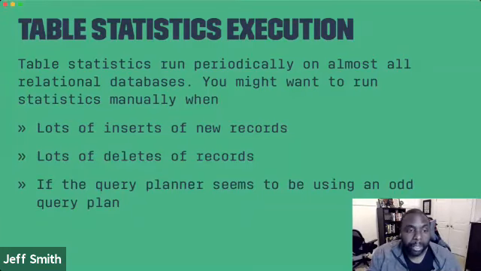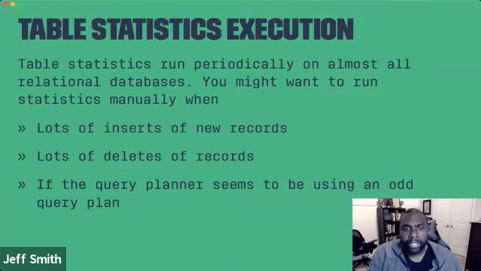Or if the query planner seems to be using some odd query plan that you just don't quite follow. If you wonder, why is it doing a table scan here when it could be using this index, make sure that the table statistics are up to date.